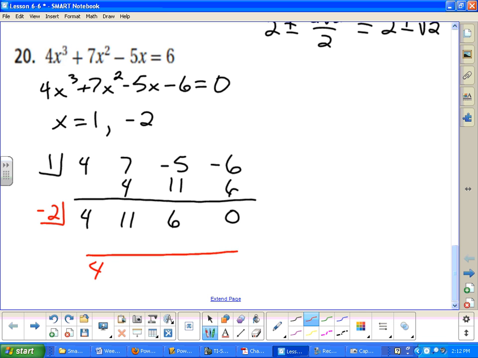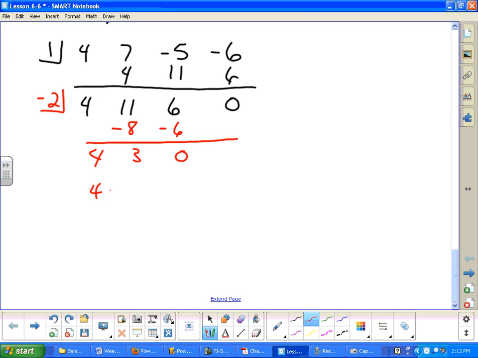So we bring down our 4, times negative 2 is negative 8. Combine them, we get 3. Multiply, I get negative 6 and 0. So that means I have 4x plus 3 equals 0. So we subtract 3, divide by 4, and we get negative 3/4.